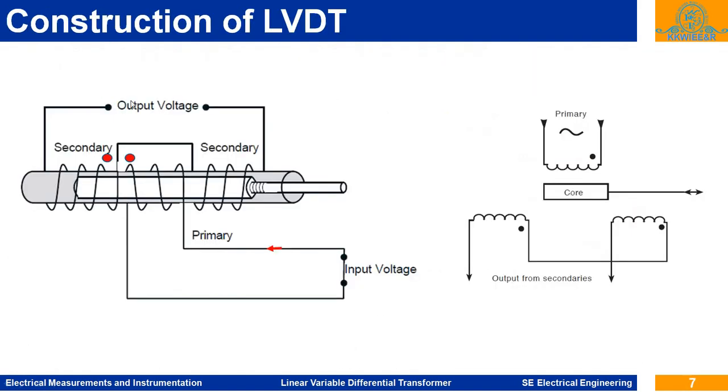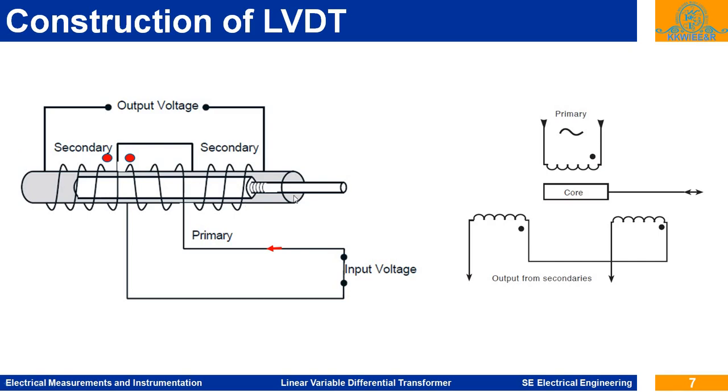Now we'll see the construction of the LVDT. In this LVDT, there is a primary winding which is supplied with an AC input supply. The secondary windings are split into two parts and placed on both sides of the primary winding, and they are connected in such a way that the direction of current flowing through the secondary windings is opposed. Okay, it is opposite.